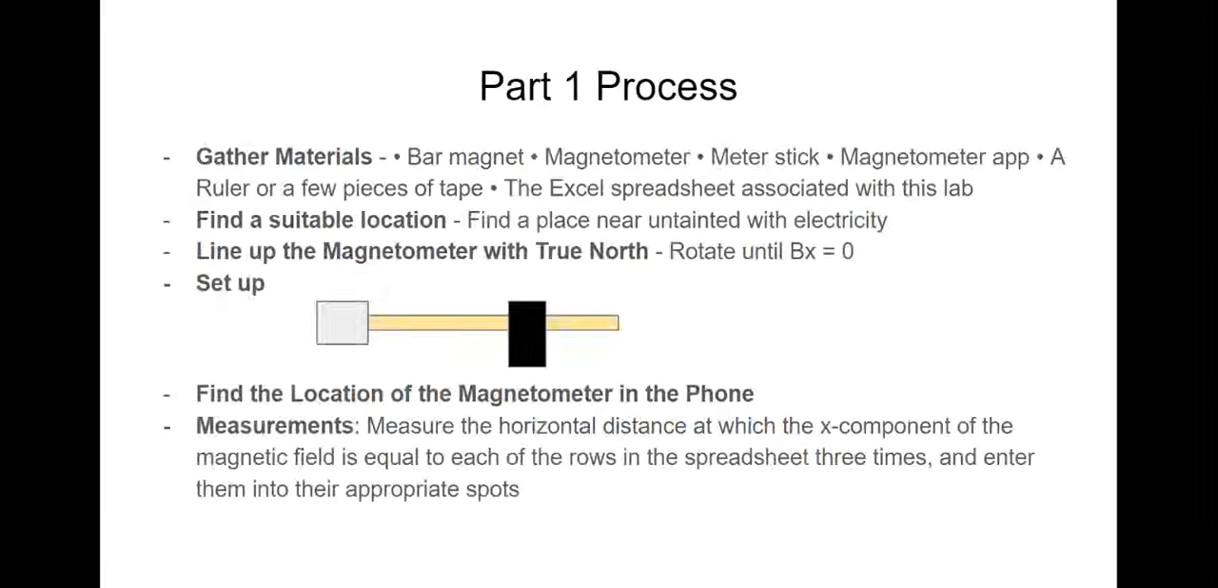Next, you must find the location of the magnetometer in the phone, which you can do by moving your phone directly up and down until the By component of your magnetometer is at a minimum value. Next, the measurements. You must measure the horizontal distance at which the X component of the magnetic field is equal to each of the rows in the spreadsheet 3 times and enter them into their appropriate spots.